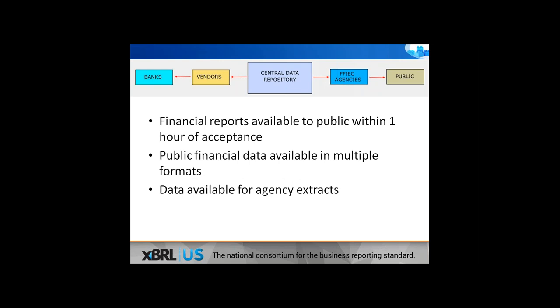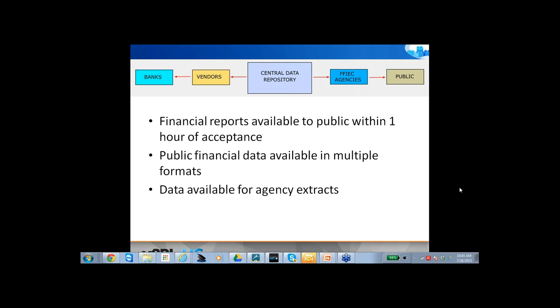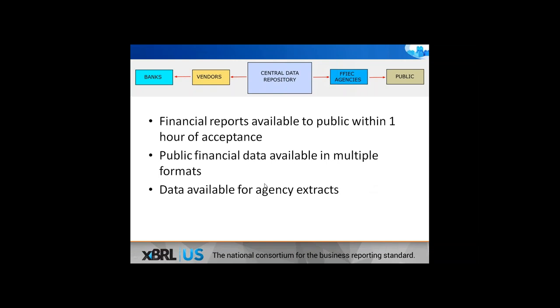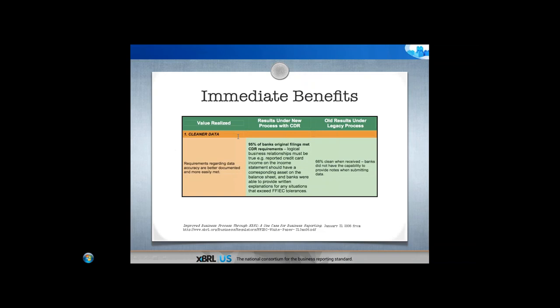When financial analysts accept the call report, the data becomes final and is made available to the public within 1 hour of acceptance. Data is available in XBRL, CSV, PDF, and bulk data format. Data are also available to agencies in the form of data extracts. FDIC uses the data for internal applications and applications within the FDIC, such as our bank examination tool and enterprise applications.